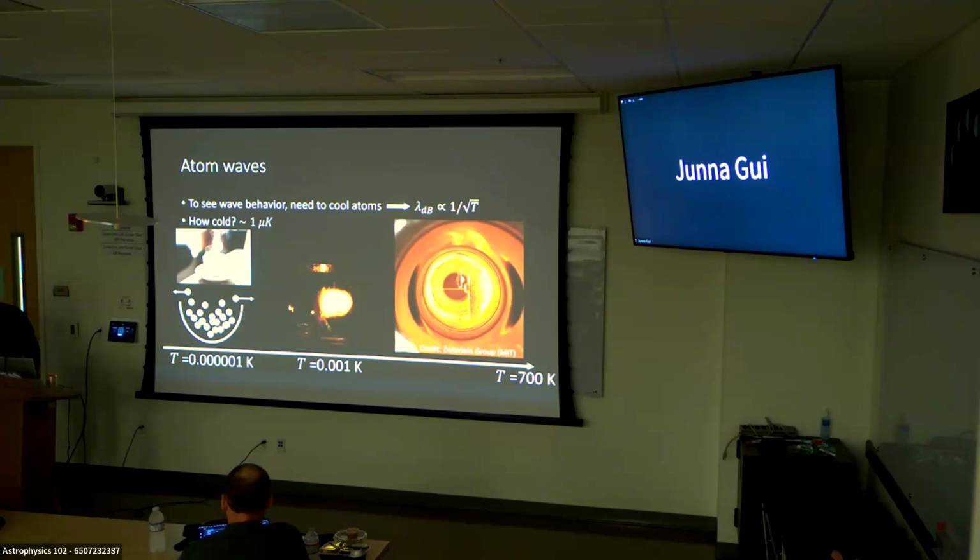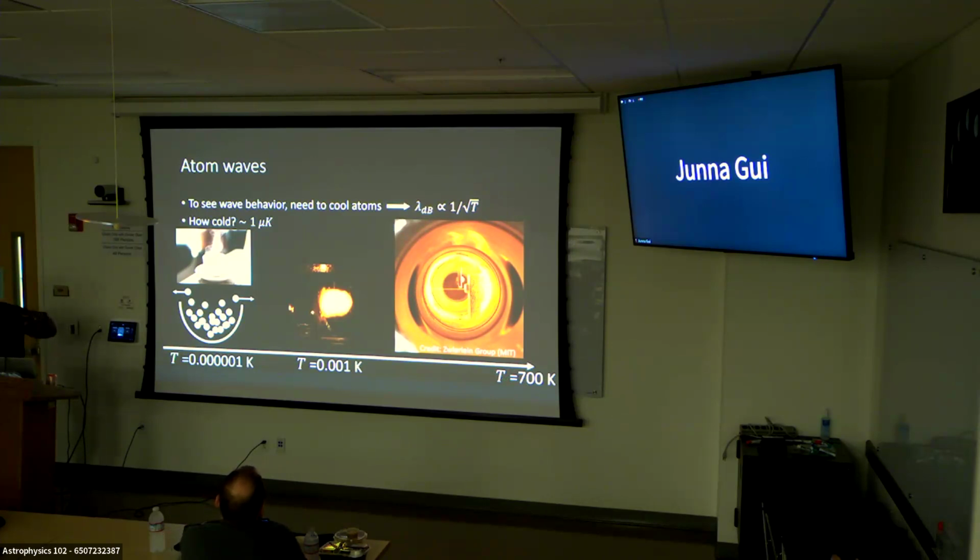Okay, and so here's a large range of temperatures with some nice pictures that give you a quick glance at how we go from having a relatively hot thermal gas to having a so-called quantum degenerate gas. Okay, so here's a picture from Martin Zwierlein's group of sodium. This is a beam of sodium here, at 700 Kelvin or so.